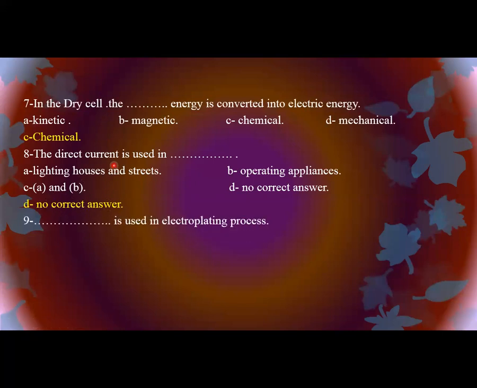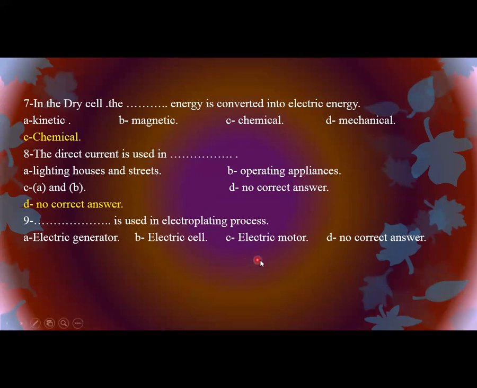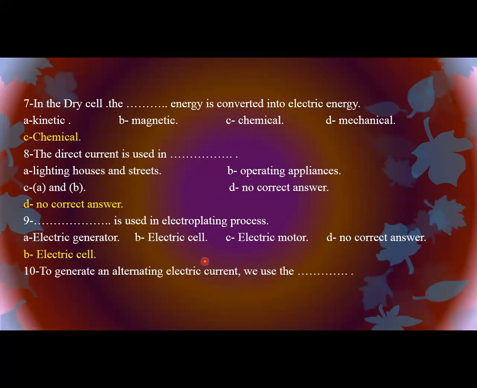Dot is used in electroplating process. طبعا لازم هنا ناخد بالنا إن we must have direct current. Direct current ما بيجيش من الجنريتور وطبعا مش من الموتور، وبالتالي الإجابة هتبقى electric cell or electrochemical cell.